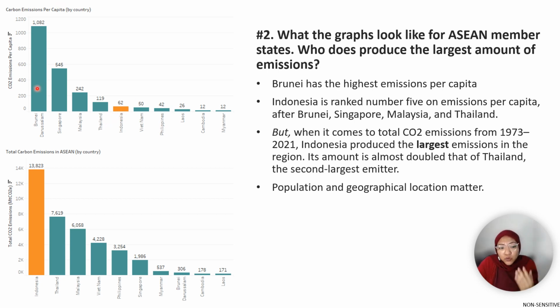But when it comes to total CO2 emissions from 1973 to 2021, Indonesia produced the largest amount in the region. As mentioned, the emission may come from different sources such as fossil fuel, manufacturing industry, forestry, and even household. But this amount here is almost double that of Thailand, the second largest emitter. So you can see Thailand has 7K plus of emissions, and Indonesia is almost 14,000, almost double. Again, geography and demography matter.